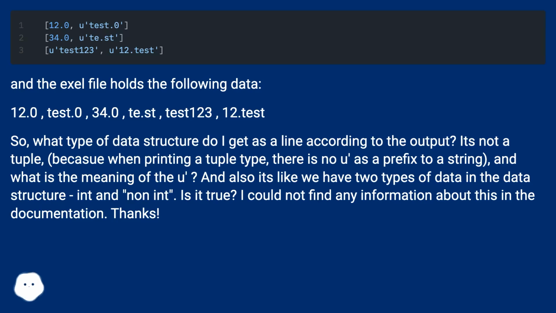It's not a tuple, because when printing a tuple type, there is no u as a prefix to a string. And what is the meaning of the u? And also it's like we have two types of data in the data structure, int and non-int. Is it true? I could not find any information about this in the documentation. Thanks.